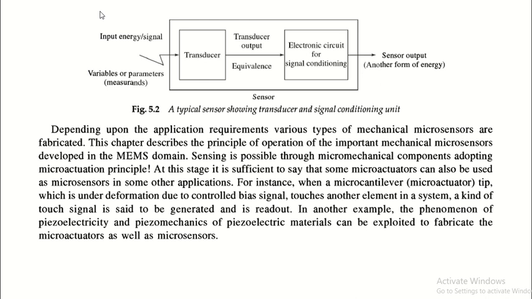For example, when a micro cantilever tip, which is under deformation due to control by a signal, touches another element in a system, a kind of touch signal is said to be generated. Although a micro cantilever beam is a kind of actuator, a microactuator, here because of the touch action, it is producing a touch signal and acting as a microsensor also.